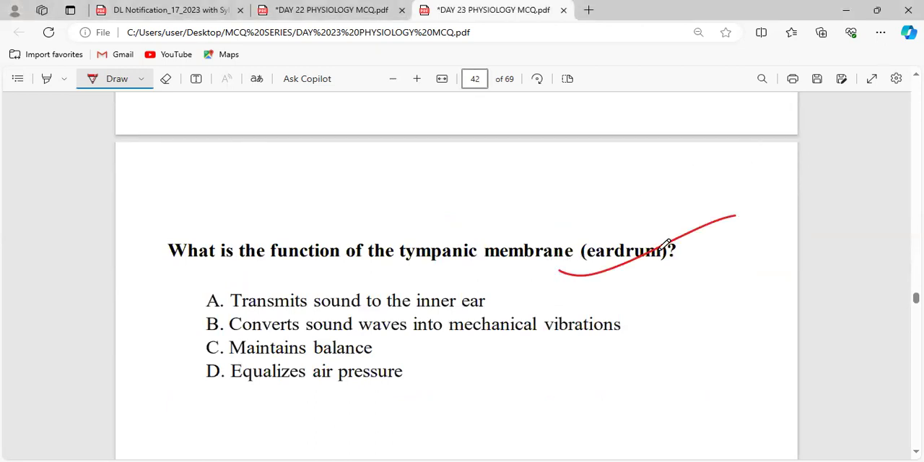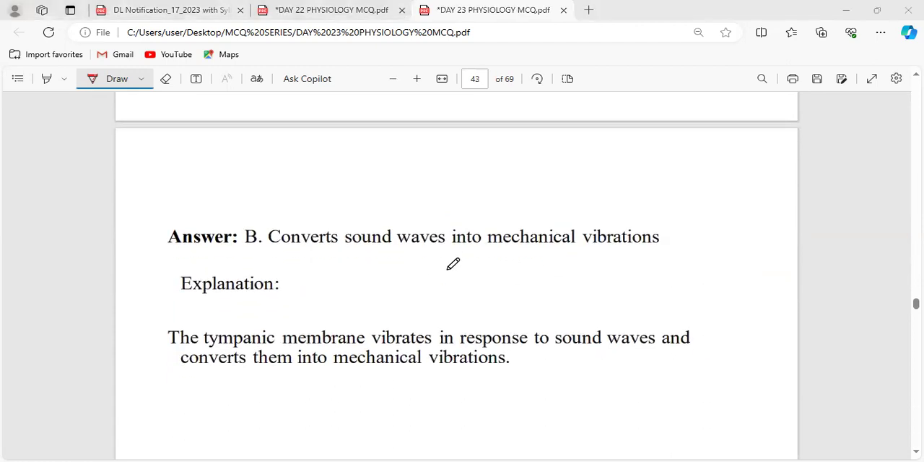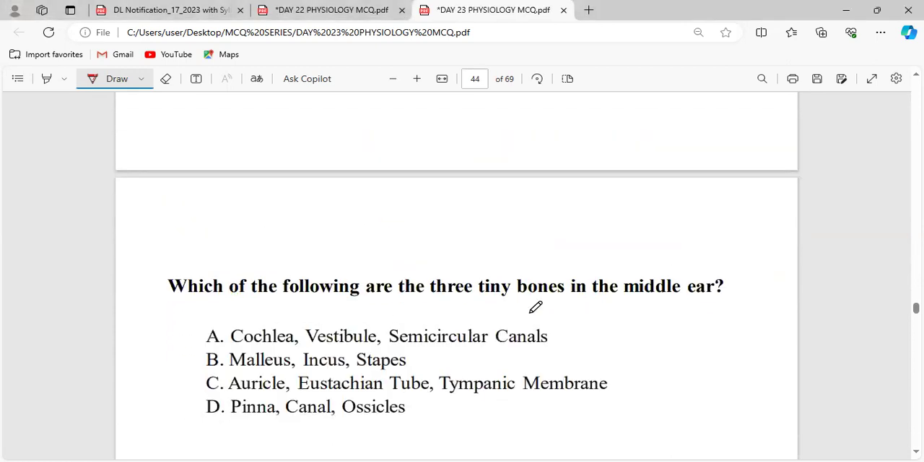Now, what is the function of the tympanic membrane? Tympanic membrane is nothing but the eardrum. And what is the function of this eardrum? The most important structure, and it is related to the middle ear. It converts sound waves into mechanical vibrations.